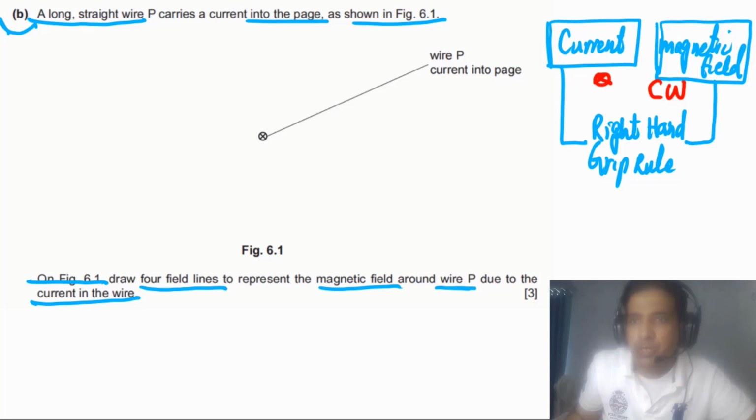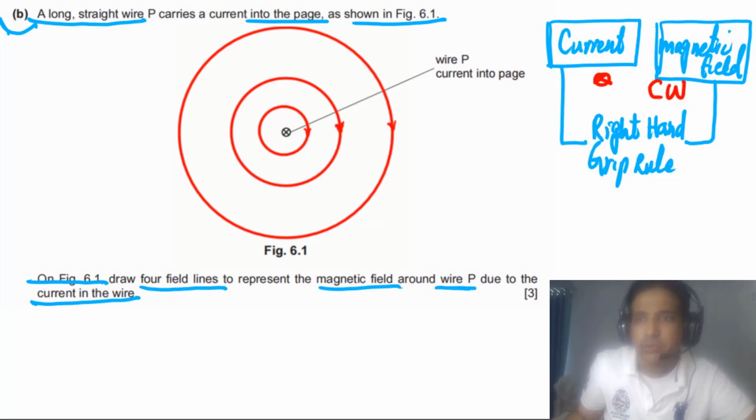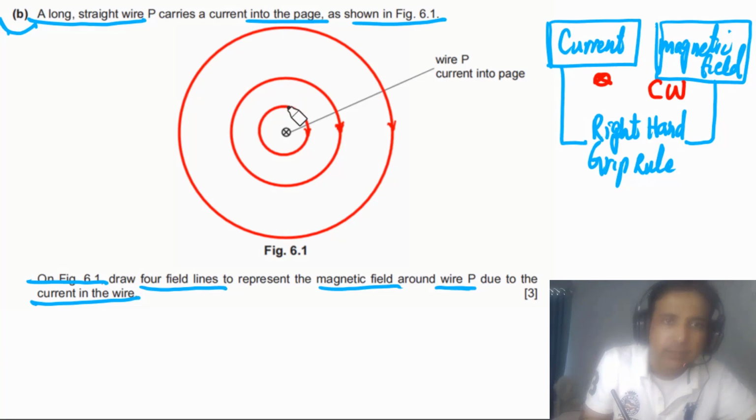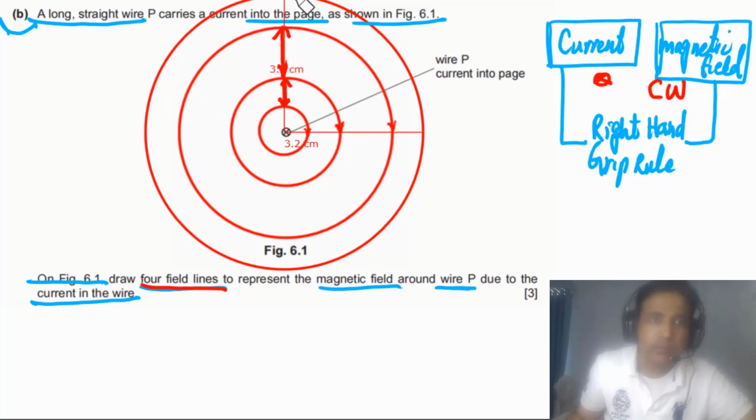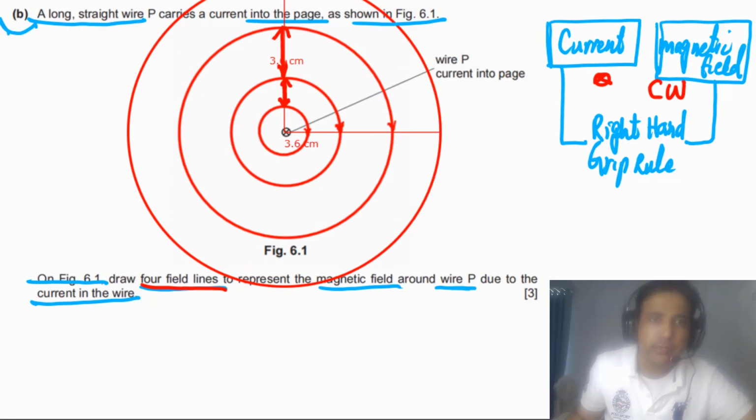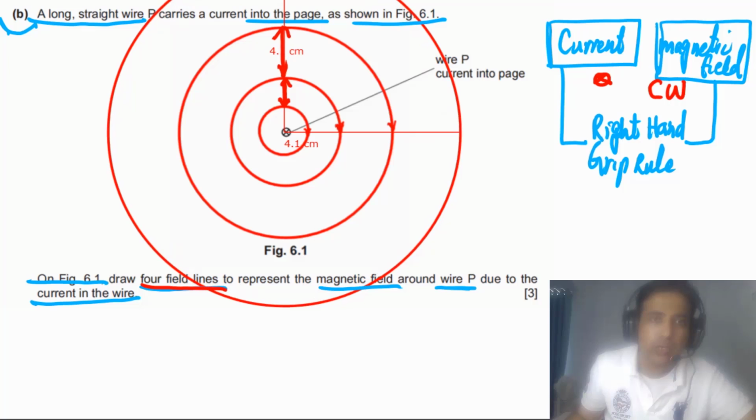Let me show you how you can draw the magnetic field. This is how you can draw it. But one thing you have to be very clear: the gap between the lines has to go on increasing. Actually this question is asking you to draw 4 field lines. I have already drawn 3 here. We can also draw another one like this. So these 4 field lines, this is how you need to draw 4.